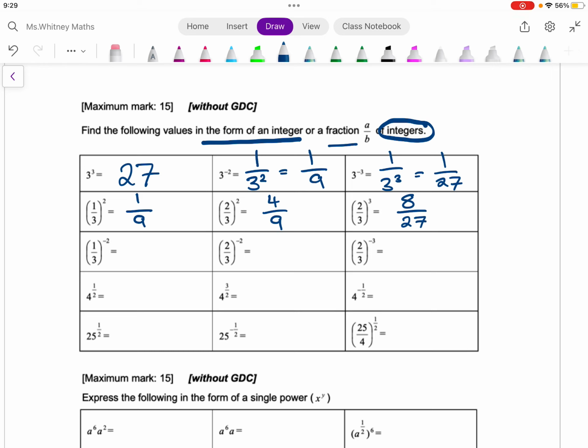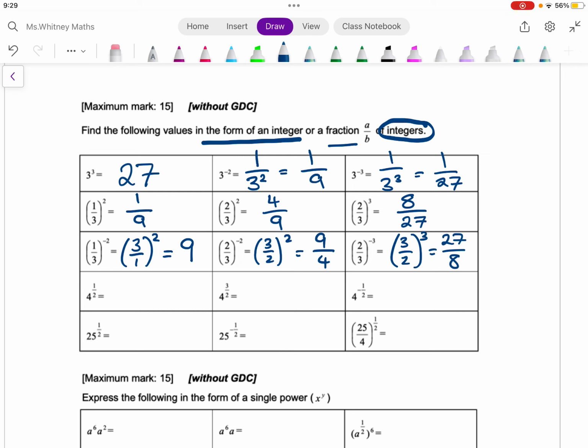Now for the next one, with the negative, we need to flip the fraction. So use the reciprocal first. So it becomes 3 over 1 squared with a positive power. That's just 3 squared, which is 9, because the 1 squared is still 1, and we don't need it as a denominator. This one becomes 3 over 2 squared, which becomes 9 over 4. Next one becomes 3 over 2 cubed, which is 27 over 8.